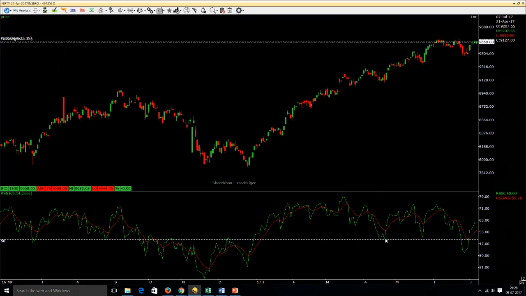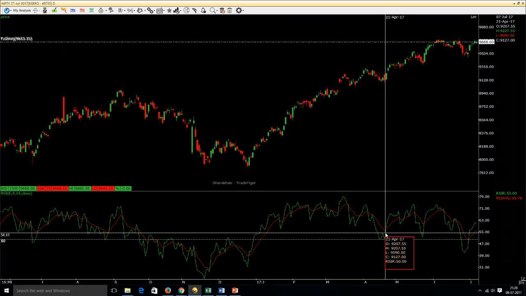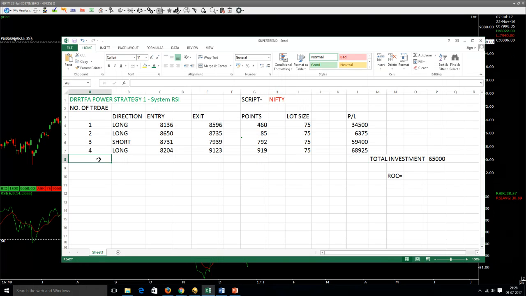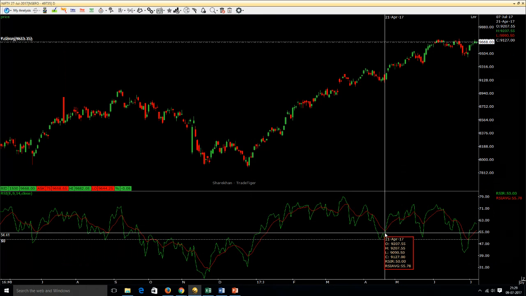And again, from here, it gives you a long entry as it's moving away from the 50 period RSI line. So you can become long at 9,127. This will be our fifth trade, long at 9,127. And we became long.